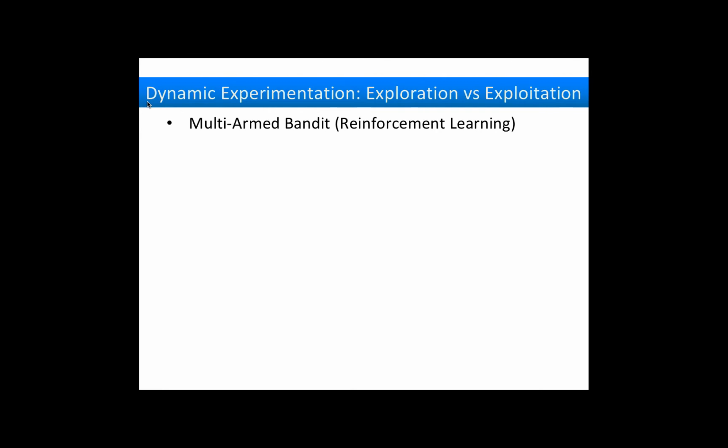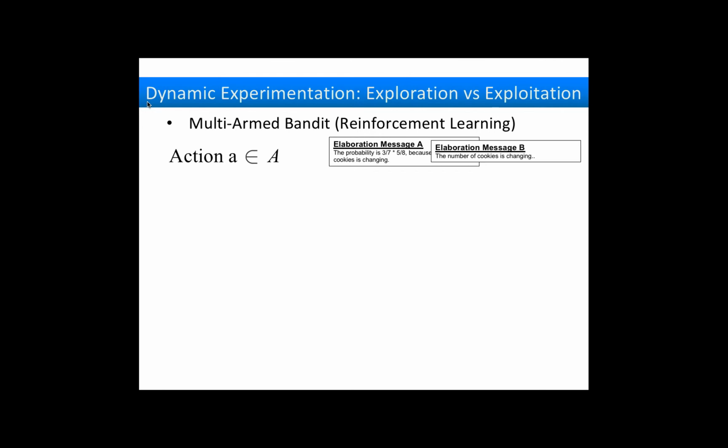So we model this as a multi-armed bandit problem, which is a subset of reinforcement learning. A multi-armed bandit is essentially saying you have a set of actions, for example, elaboration message A, elaboration message B. What you want to do is choose these actions to optimize a reward. In this case, the reward would be a rating from 0 to 10. So we want to optimize the ratings that students are giving to messages.